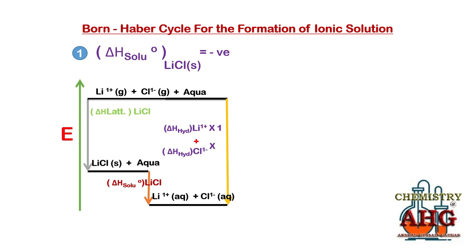Okay, now you can see we have completed the Born-Haber cycle for the solution formation of lithium chloride. We have included all 3 types of enthalpy changes: lattice enthalpy, solution enthalpy, and hydration enthalpy. As I have already told you, you can reverse only one type of enthalpy change arrow, that is for lattice enthalpy, because if lattice enthalpy is represented for bond breaking, it would be endothermic. Right now I have shown it for bond formation, so it would be exothermic.